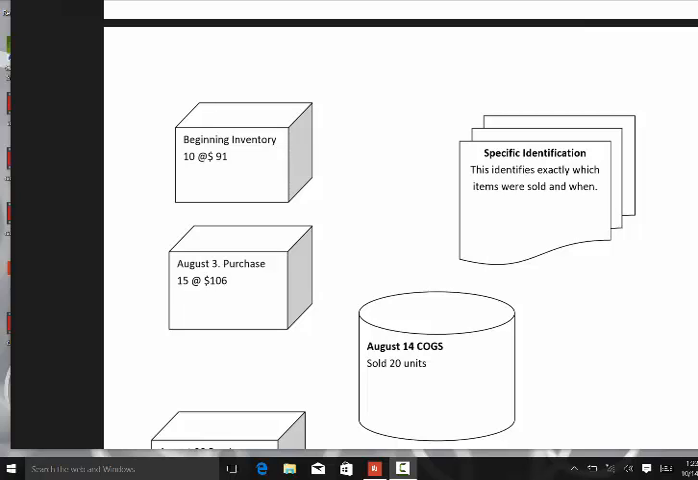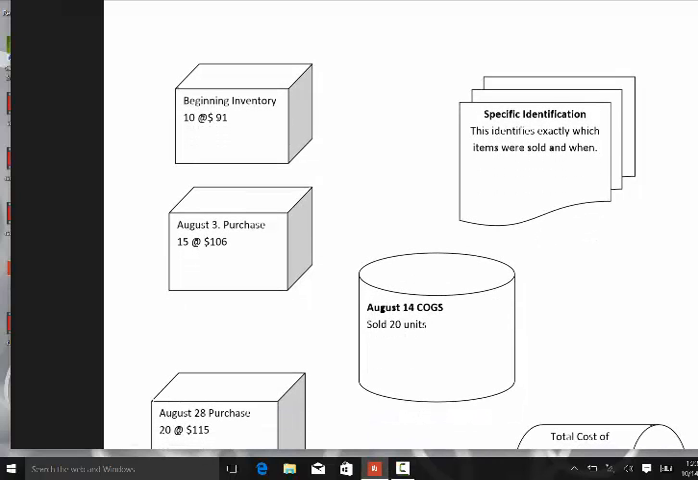Our last method is the specific identification method. In this method, you have to specifically identify, be exact on which items were sold and when. This method is normally only used when we don't have a lot of items and they're really expensive. So these are items like jewelry and obviously cars, where you're tracking them.